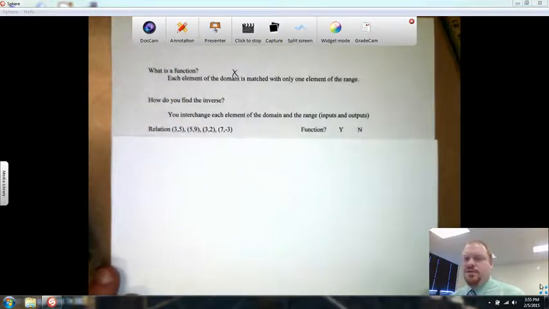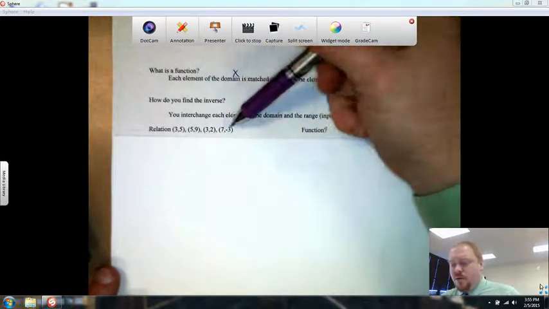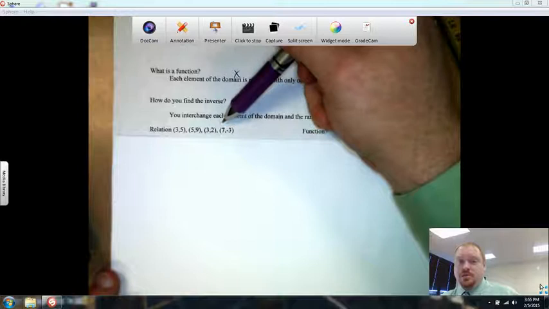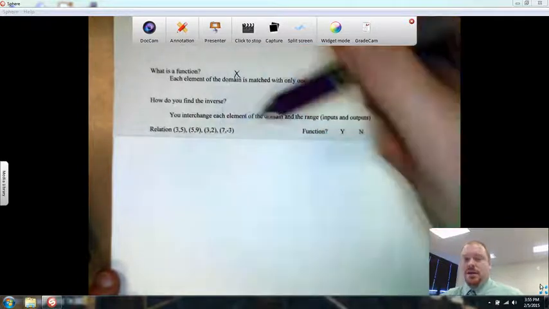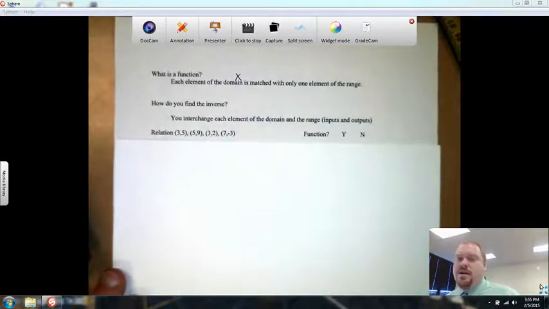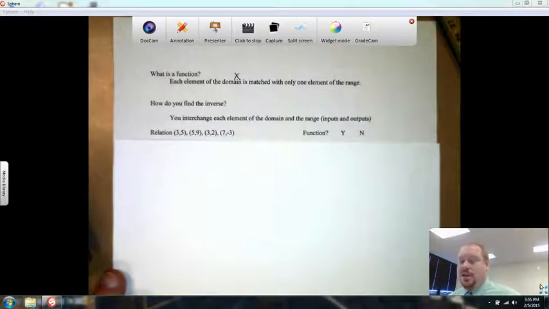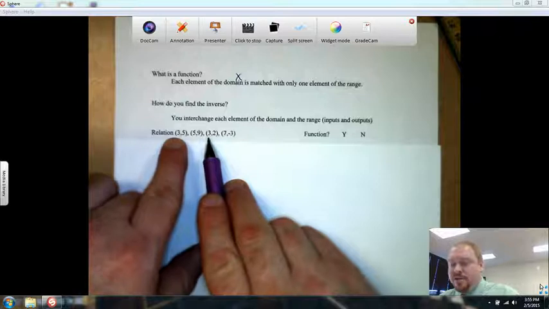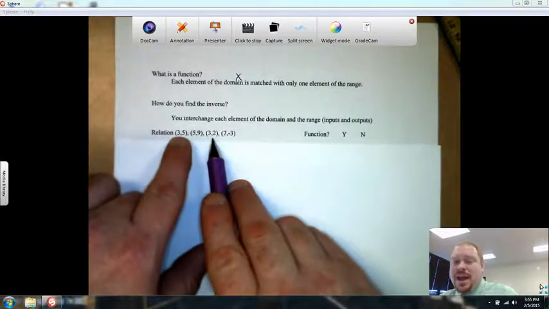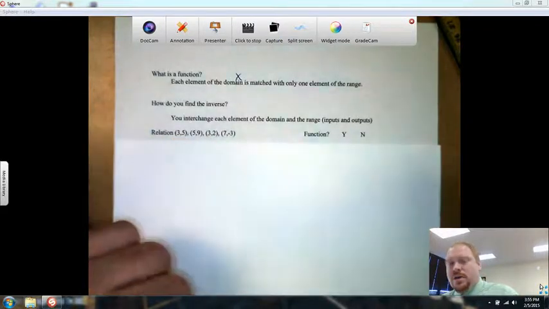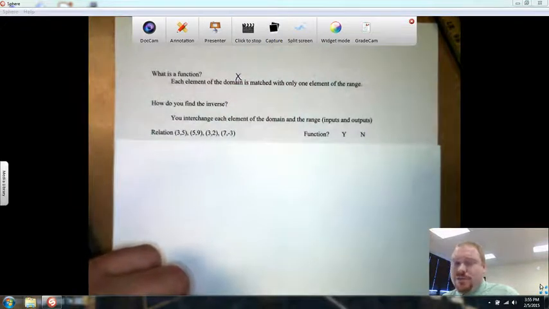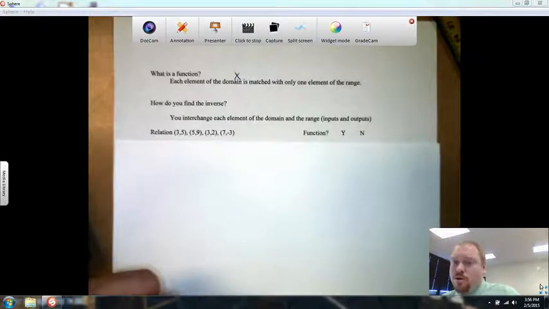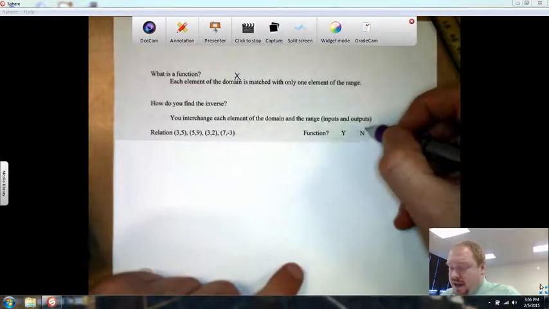In this relation, I have the following 4 points: (3, 5), (5, 9), (3, 2), and (7, -3). In this case, I know that this is not a function because I have 3 going to both 5 and 2. I cannot have this.